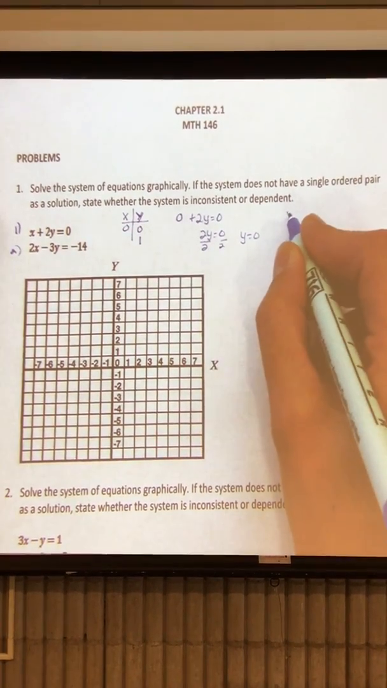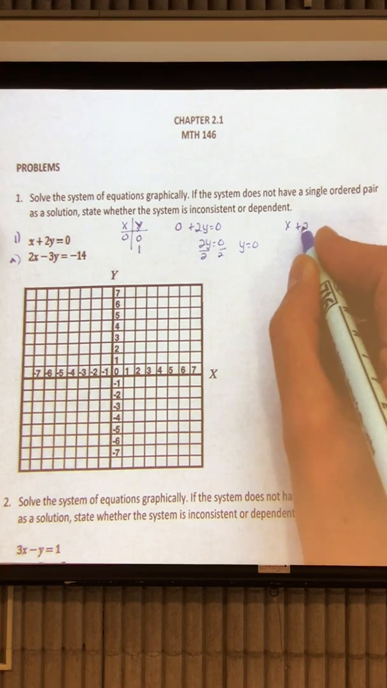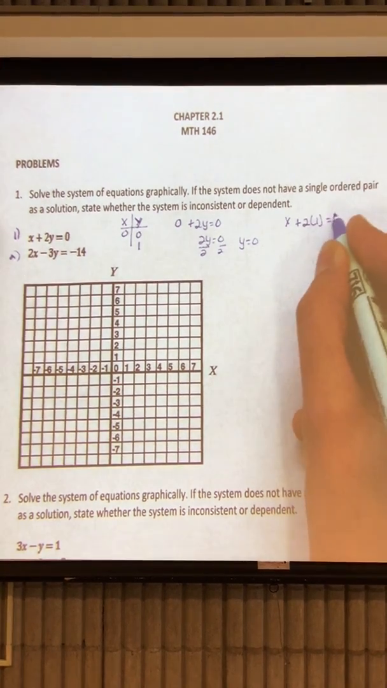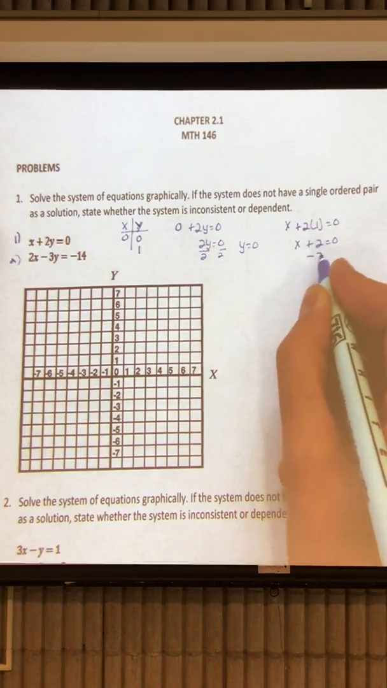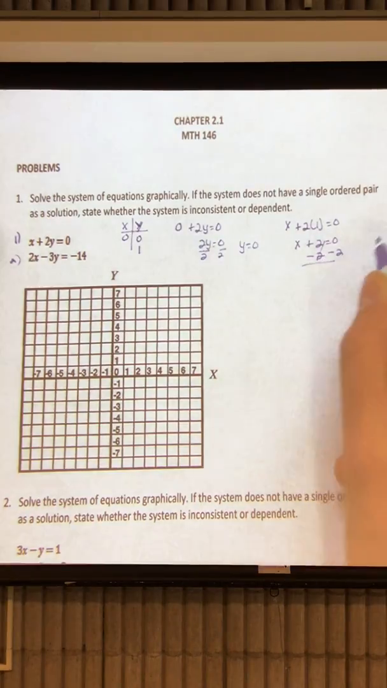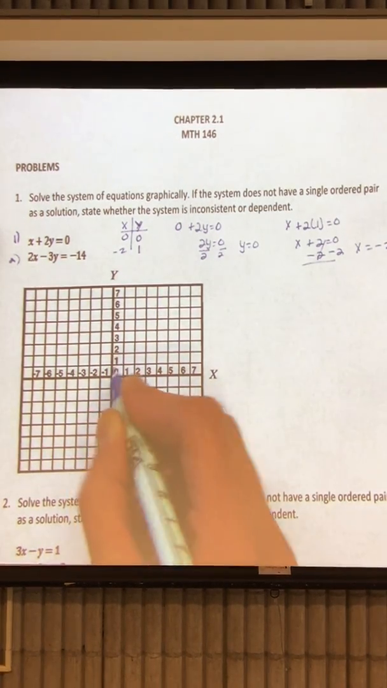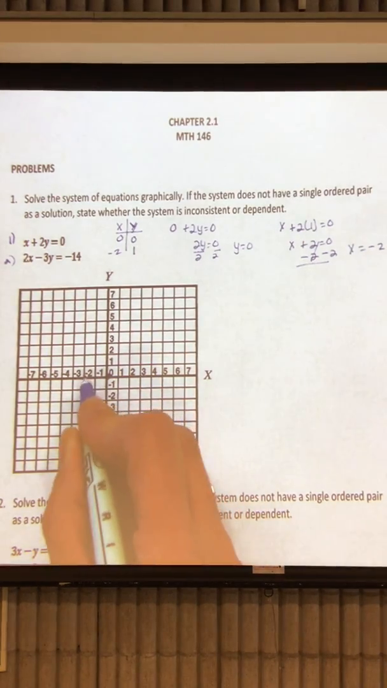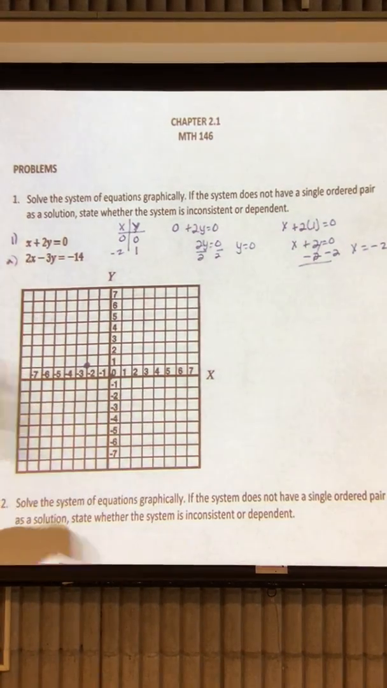So we substitute 1 into the y variable. So we have x plus 2 times 1 is equal to 0. So x plus 2 is equal to 0. And solving for x, x is equal to -2. So let's plot our points, (0, 0) and (-2, 1). And let us draw the line.